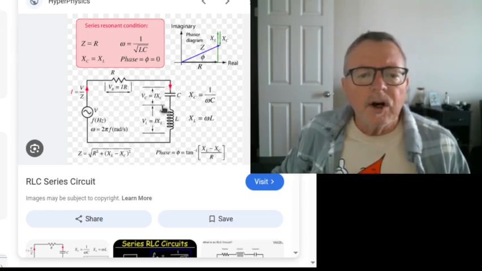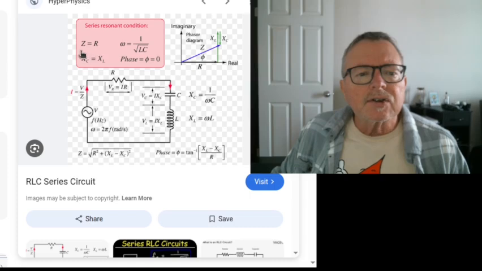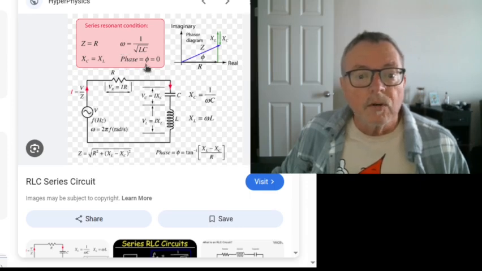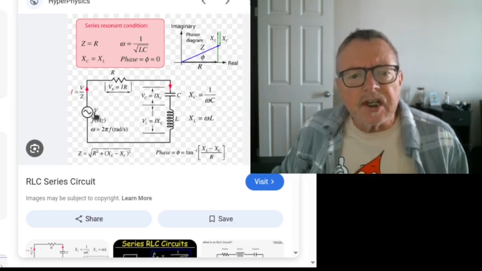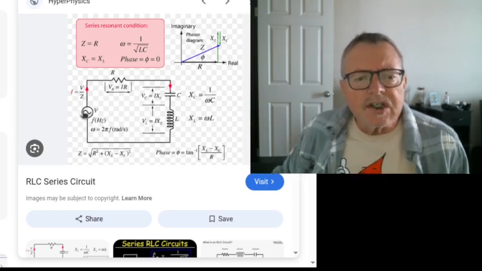Oh my, oh my, oh my, oh my. Here's the series resonant condition. Omega. And phase. What are these other situations? Well, here we have a voltage. Ooh, AC circuits. Now, what if this is a DC circuit?